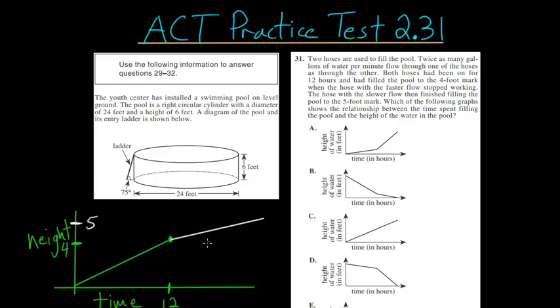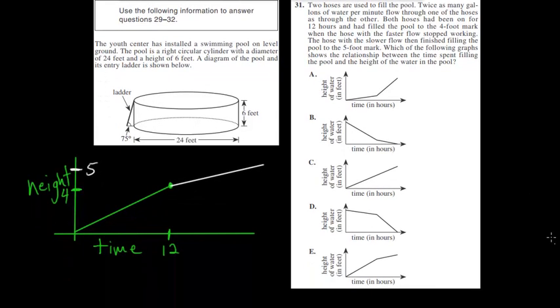So now that we have an idea for what's going on here, let's look at our possible answer choices. The question asks us, which of the following graphs shows the relationship between the time spent filling the pool and the height of the water in the pool? So we just have to find a graph that looks like this. And there's only one choice that looks like that. Graph letter E. And just to double check, you can see that for a while the rate is consistent, but when it reaches a certain point, the rate decreases significantly and carries on filling. So choice E would be our final answer.